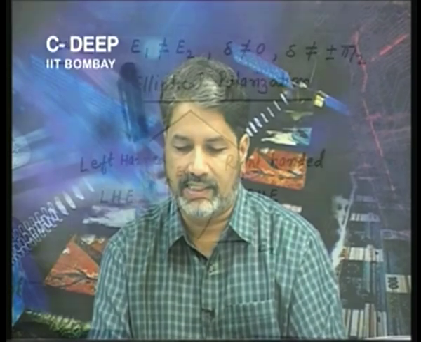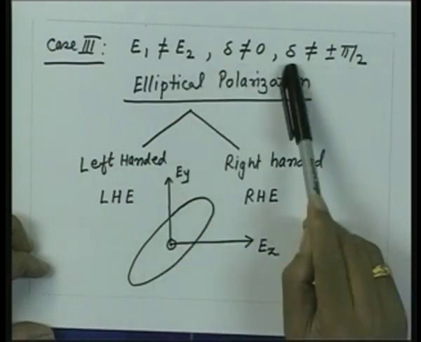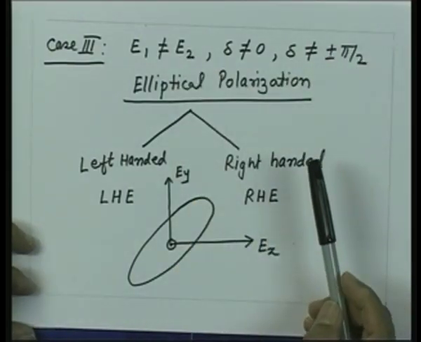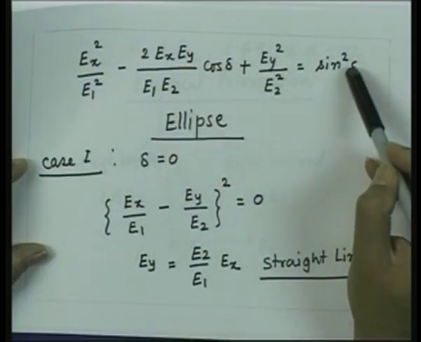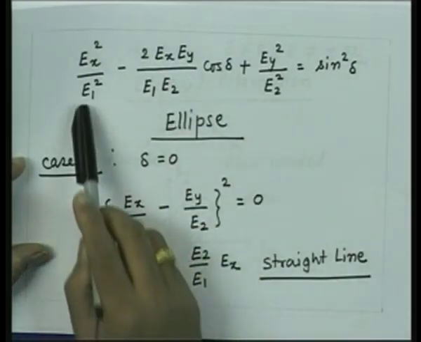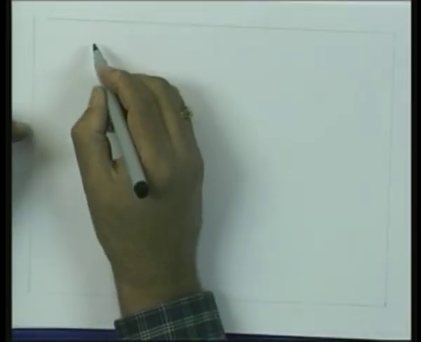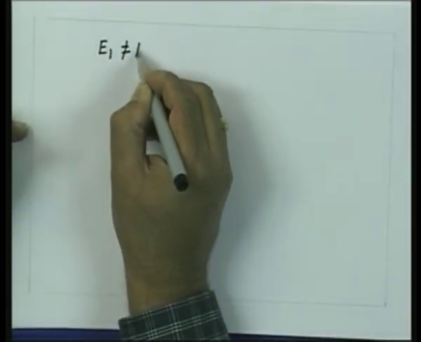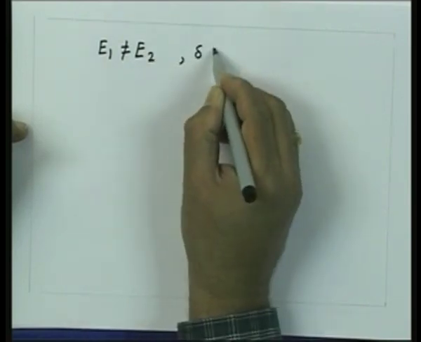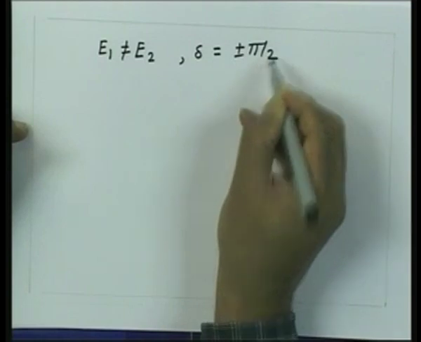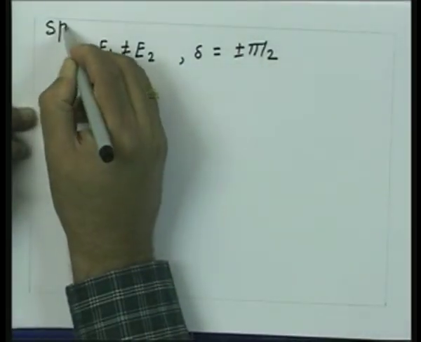As a special case of this elliptical polarization, we say, well, this quantity E1 is not equal to E2, but let us say delta was plus minus pi by 2. In that case, your general equation which you have here, delta is plus minus pi by 2, so this quantity is 1, this quantity is 0, but E1 is not equal to E2. So as a special case of this ellipse, the equation of this ellipse will be, if E1 is not equal to E2 but delta is equal to plus minus pi by 2. This is one of the special cases.